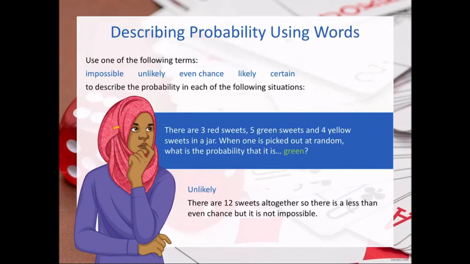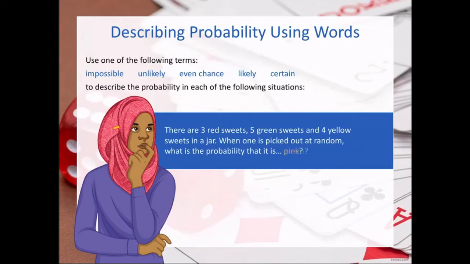How many sweets would there have to be for it to be an even chance? For it to be an even chance, it'd have to be 6 of one kind and 6 of another kind, wouldn't it? For it to be even.